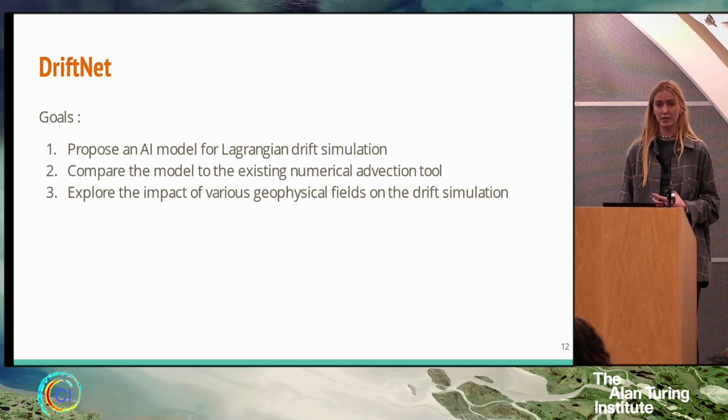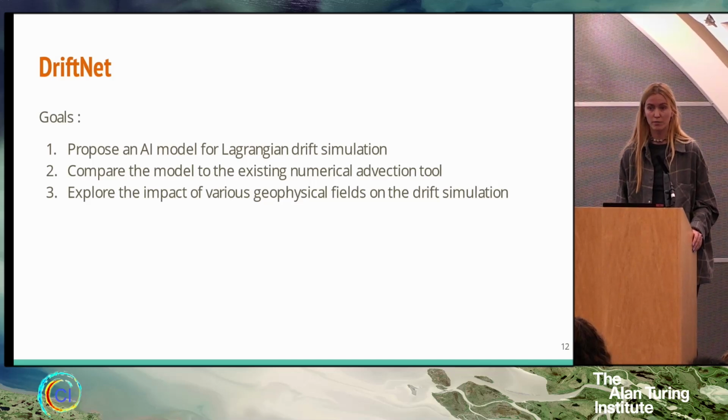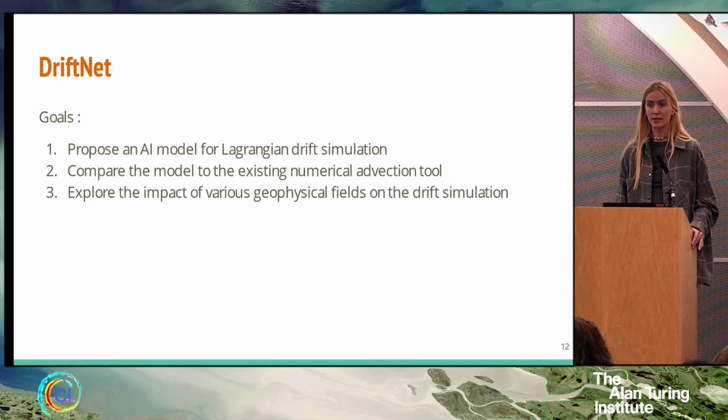What I want to do here is to propose a deep learning tool that would be able to simulate a Lagrangian drift. Then I will compare my model to the existing numerical advection tools. And finally, I will explore how different geophysical variables can improve the simulation of Lagrangian trajectories.